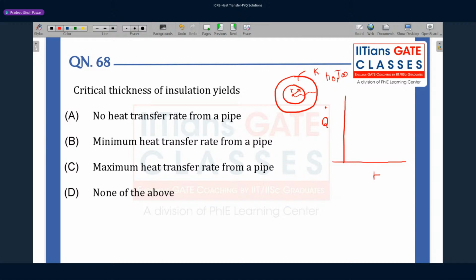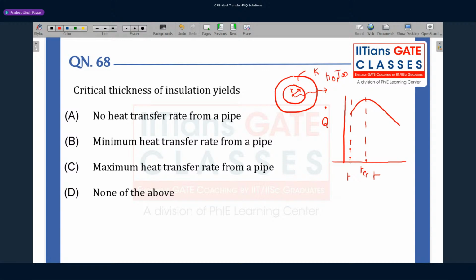So heat is getting transferred. Now you are putting insulation, and we always think that whenever we put insulation, it will reduce the heat transfer rate, but that's not actually the case. Let us say this is your R_CR, and this is the radius of the bare material, which we are calling R. This is the curve it follows.